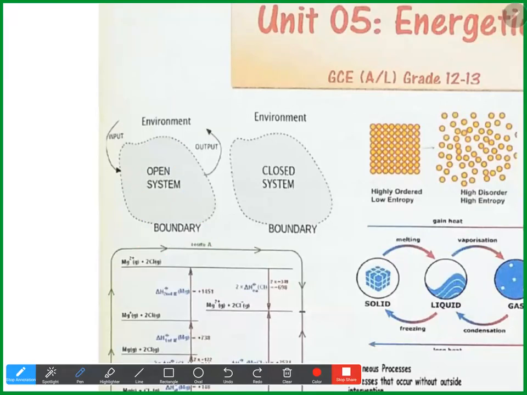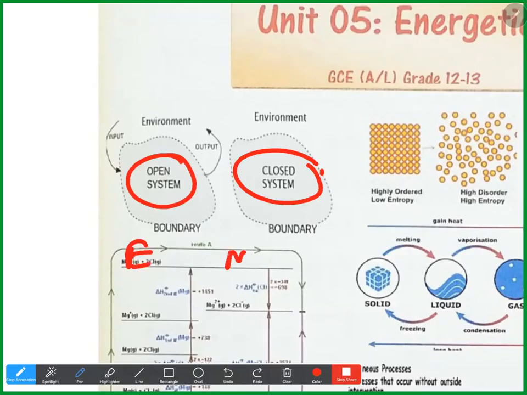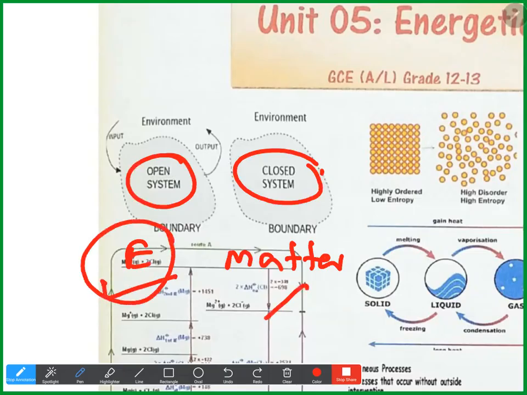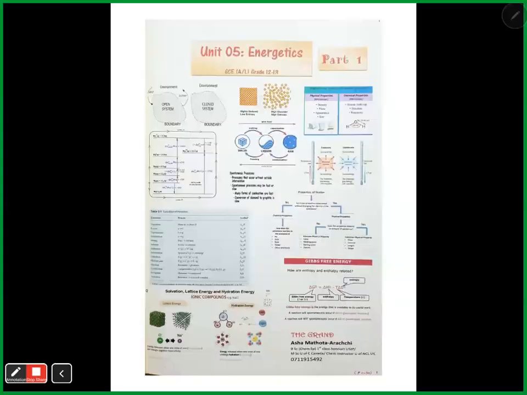There are different kinds of systems we are talking about: open system, closed system. In an open system, both energy and matter can be transmitted. In a closed system, you can transfer energy but no matter. The third type is the isolated system. In an isolated system, neither energy nor matter can be transferred or exchanged.